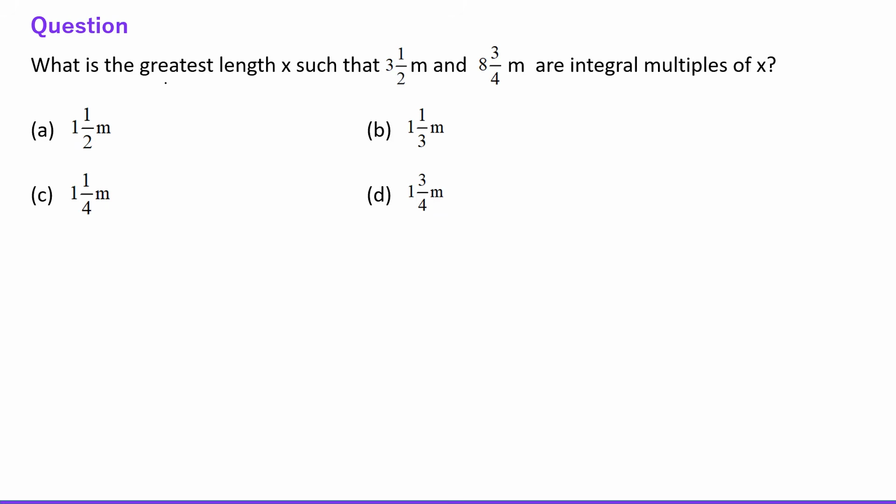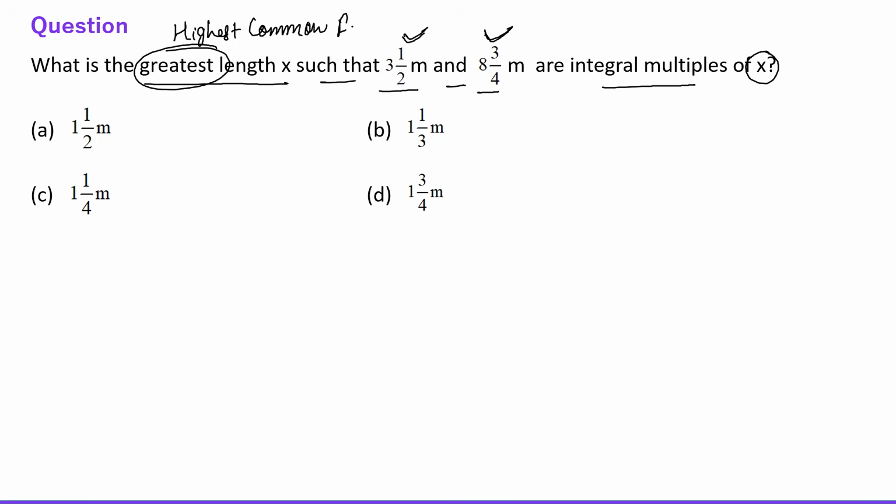Next question is saying, what is the greatest length x such that 3 1 by 2 meter and 8 3 by 4 meter are integral multiples of x? These two numbers are the multiples of x. It means x is the factor of these two numbers. So x is the common factor of these two numbers, and they are saying the greatest. So common factor and the highest common factor. Highest common factor. So this is what? This is HCF. So x should be the HCF of these two numbers.